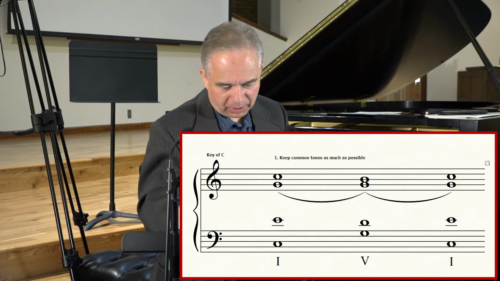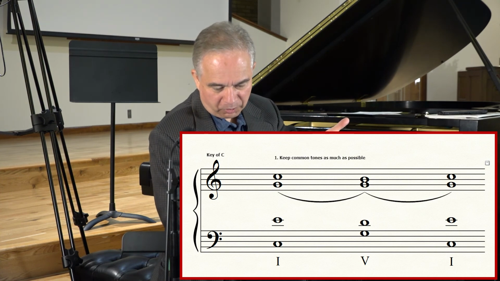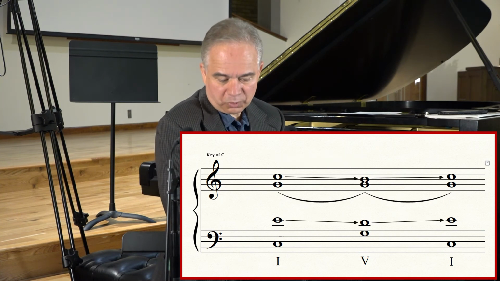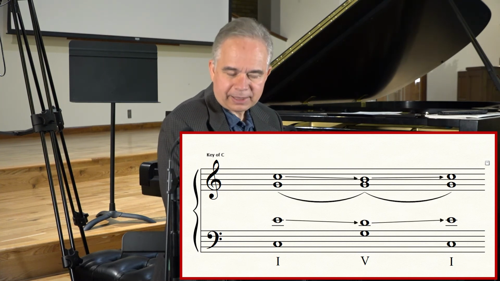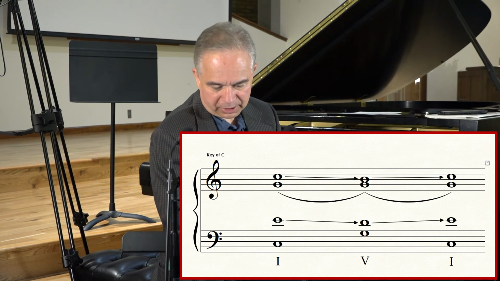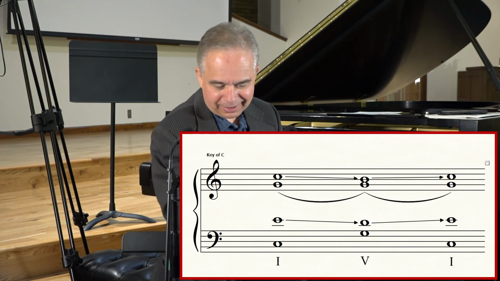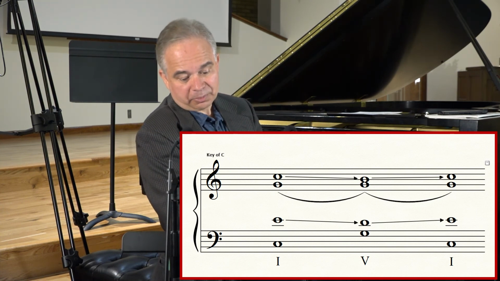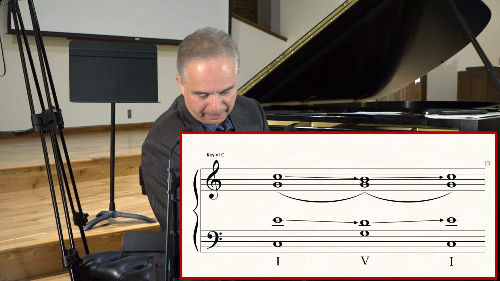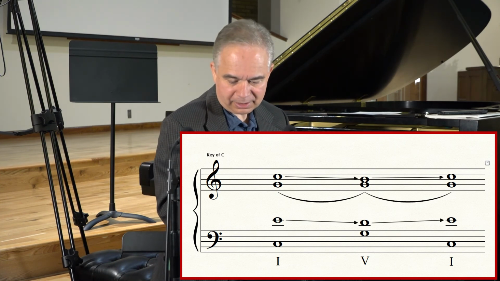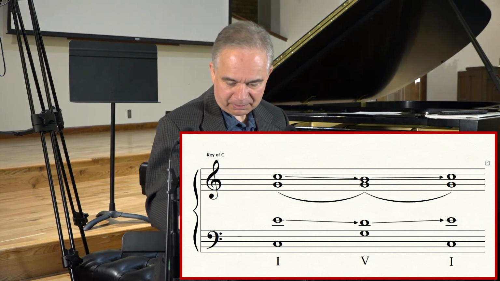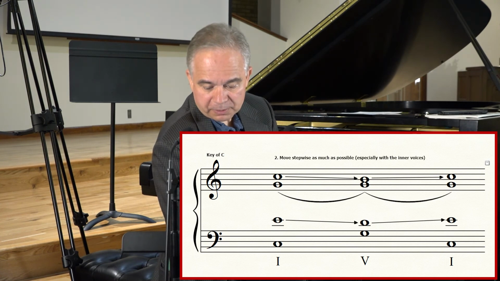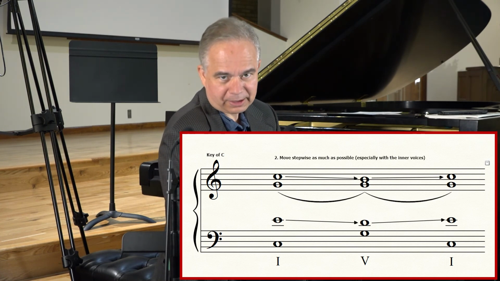Let's look at something else in here. Rule number one, keep common tones as much as possible. Rule number two that we talked about, move stepwise with the other voices. So you can see I put the arrows in here, and this is how the other voices move. In this case, the sopranos and the tenors are actually moving by step. The bass is exempt from that because they have to do what they have to do. So move stepwise as much as possible, especially with the inner voices.